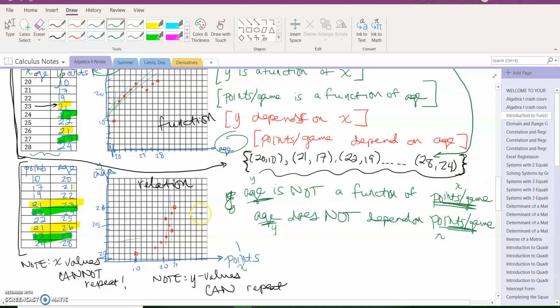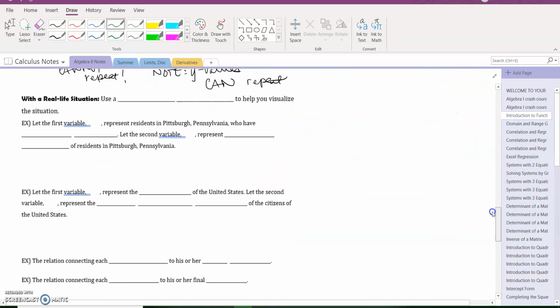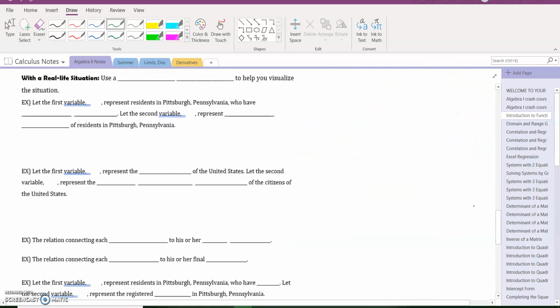So that is with the table. So always look to see if any inputs are repeating or not. That will be your immediately telltale sign. Now let's do verbally with a real situation, real life situation, I should say. And what we can use with a real life situation, or really in any type of function representation, is something called a mapping diagram. So mapping diagrams help you visualize the situation.